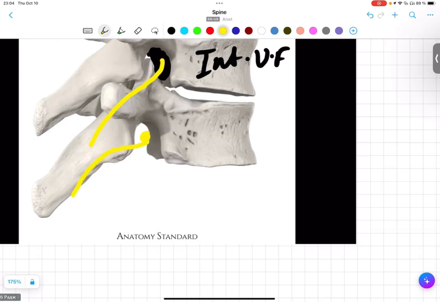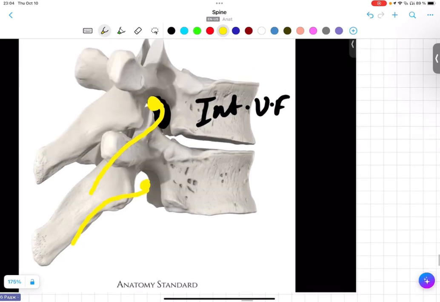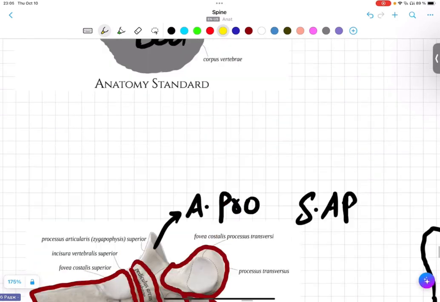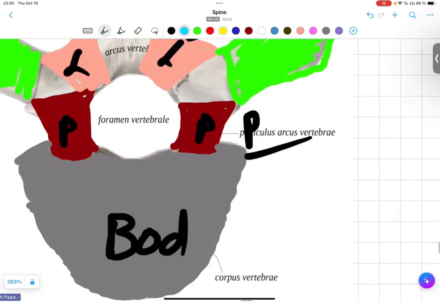Inside you have the spinal cord, and since the spinal nerves have to come out, they will come out of what? Intervertebral foramen. And since the spinal cord needs protection, it will be present inside the vertebral foramen.